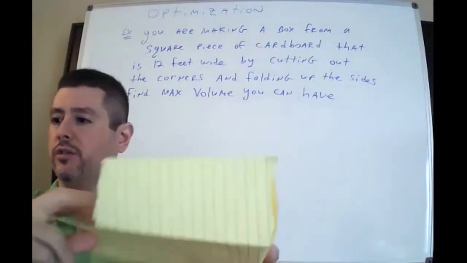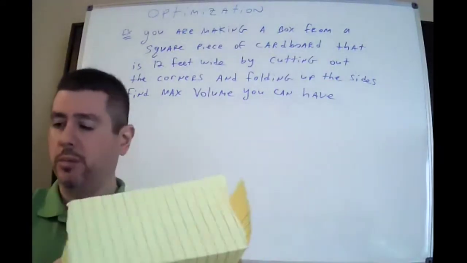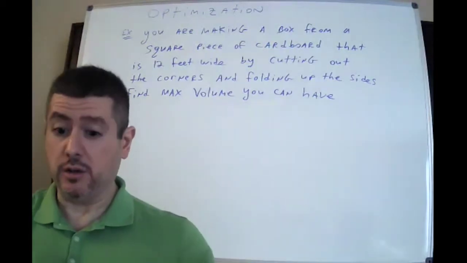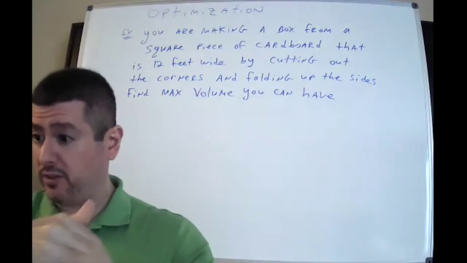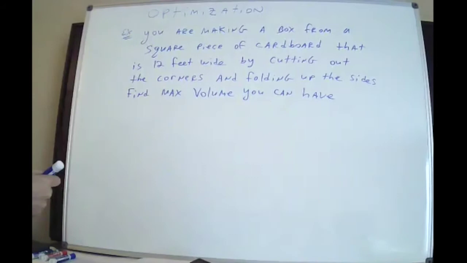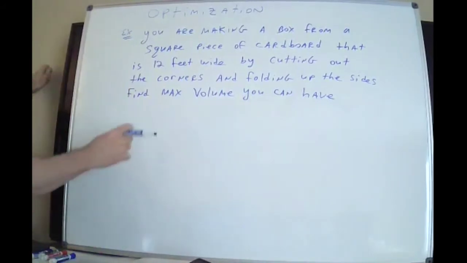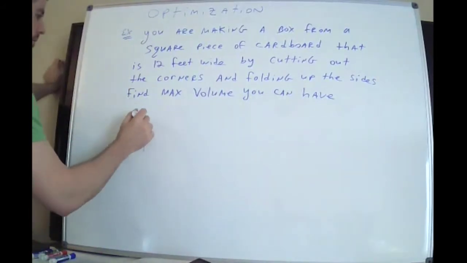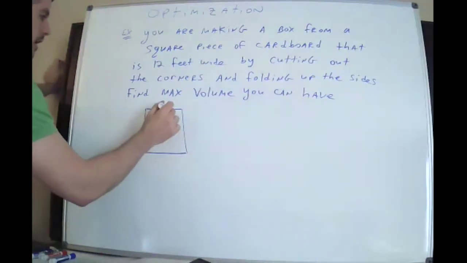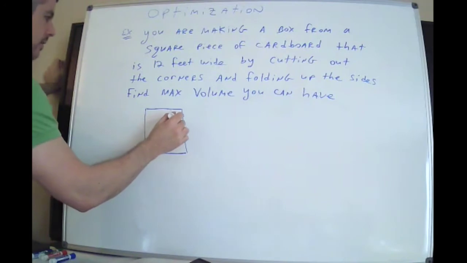You would cut out all the corners. I mean, this is silly, but this is the concept. This is what they do. They cut the corners out and they fold up the sides and they make a box. So visual aid aside, so here's my box, right? I'm going to cut the corners out.